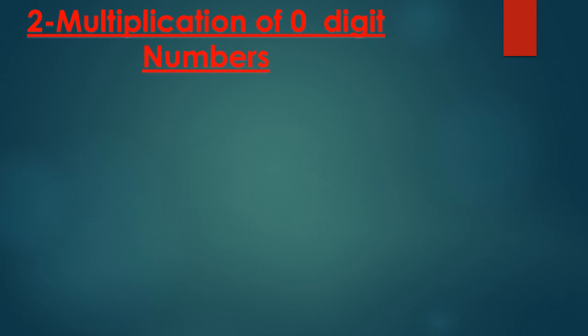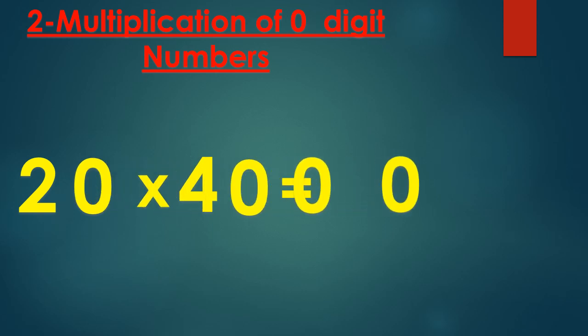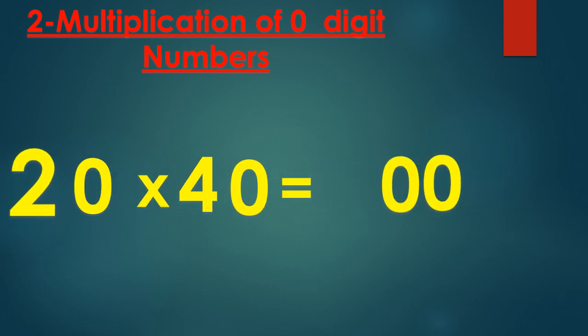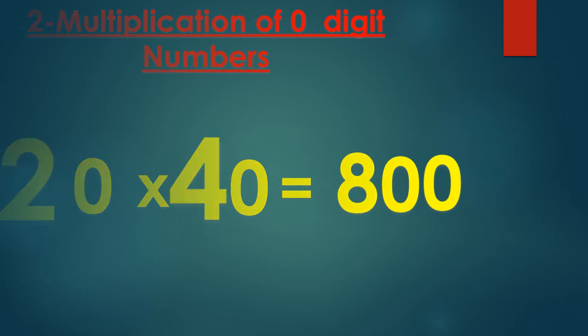Another example of the multiplication of zero-digit numbers is 20 times 40. First, we put the two zeros. Then we multiply 2 by 4. 2 times 4 equals 8. The answer is 800.